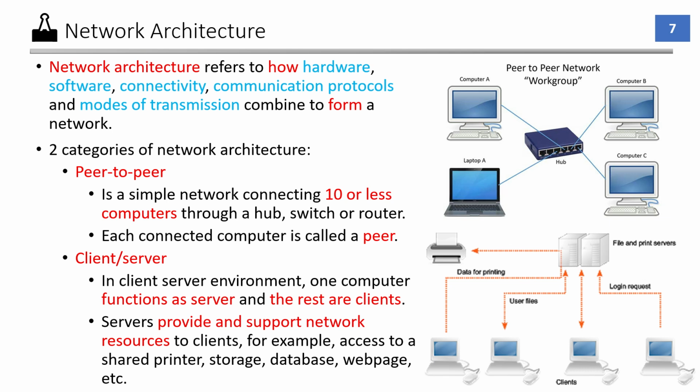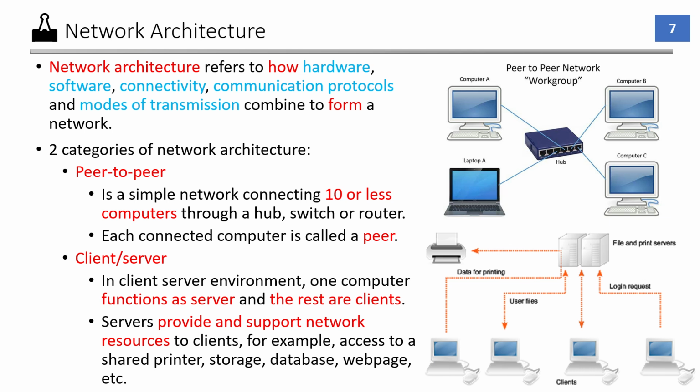Network architecture explains how different parts of a network work together. This includes hardware, software, connectivity, communication protocols, and methods of data transmission that combine to form a complete network. There are two main types of network architecture. The first type is peer-to-peer network. This is a simple network that usually connects 10 or fewer computers using a hub, switch, or router. In this setup, all computers are equal, and each connected computer is called a peer. Each peer can share files, printers, or other resources directly with others.